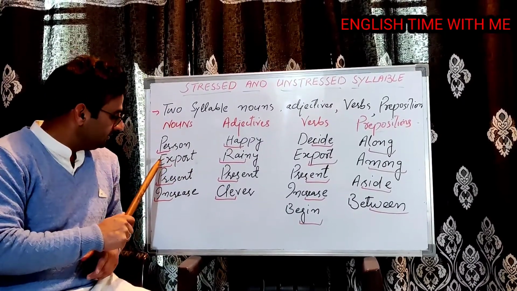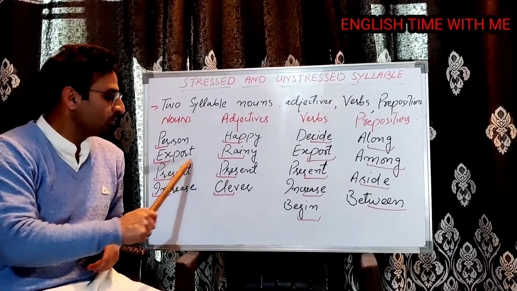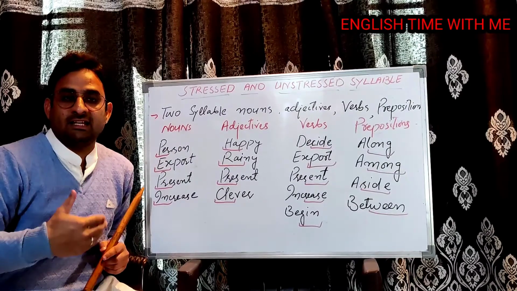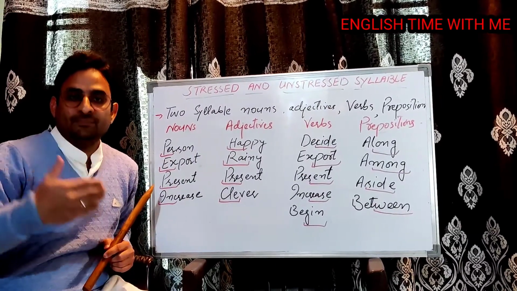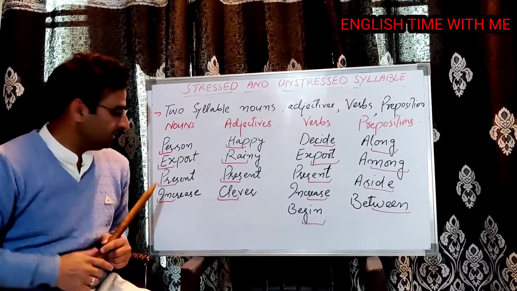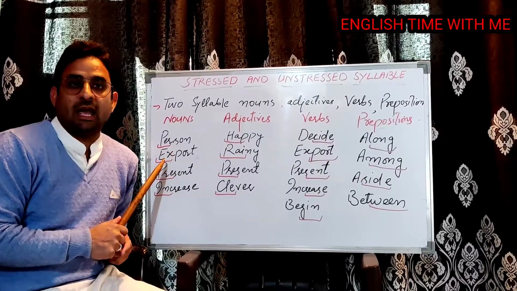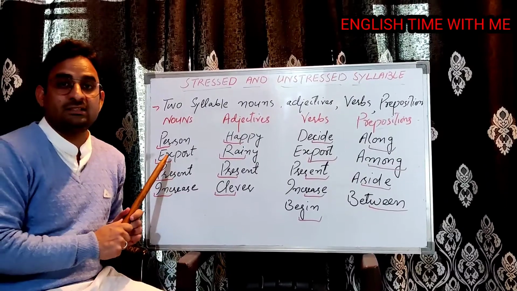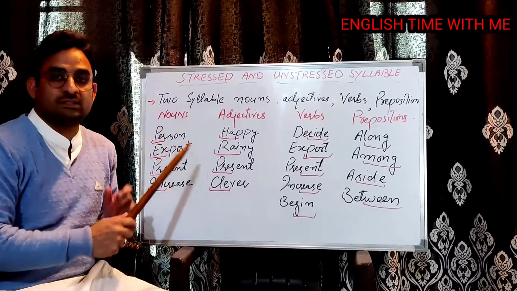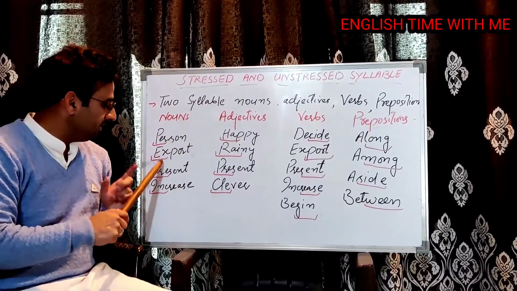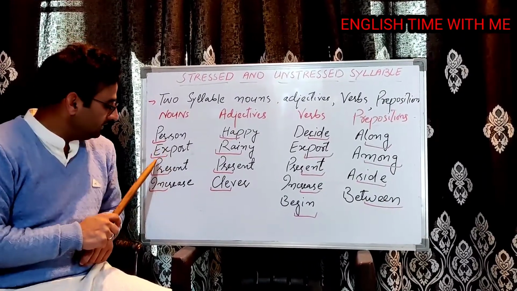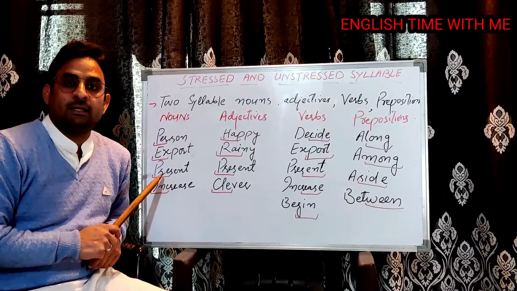Then we have "export." "Ex" is the first syllable, and "port" is the second syllable. EX-port. It has to be a bit louder, a bit longer, and a bit on a higher pitch when you use it as a noun. Remember, it is used as a verb also. We will discuss it in that category. But here, the stress will be on "ex."